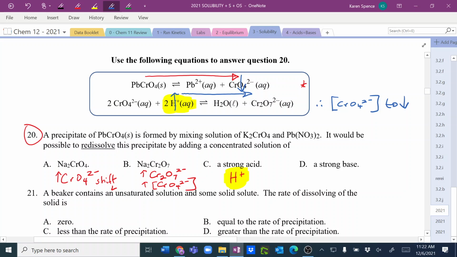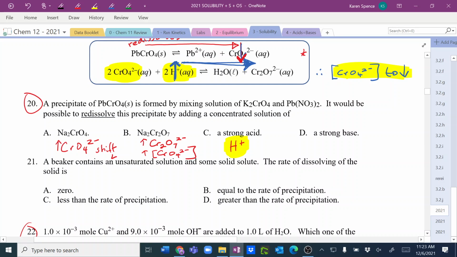Yeah? You look puzzled. So we increase this. This shifts to the right, which uses up chromate. So chromate decreases. And when chromate decreases, the top equilibrium then shifts to the right and this redissolves. Okay.